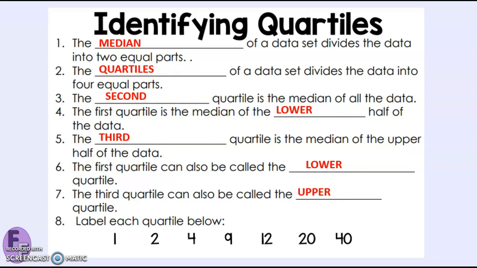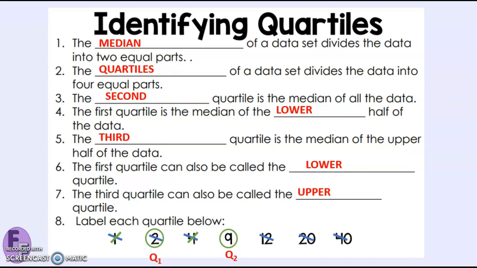To find the quartiles, first cross off from each side to find the median, or the second quartile. In this data set, 9 is the second quartile. Then we're going to use the numbers on the lower side and cross off from both sides to find the middle there. The first quartile is 2.